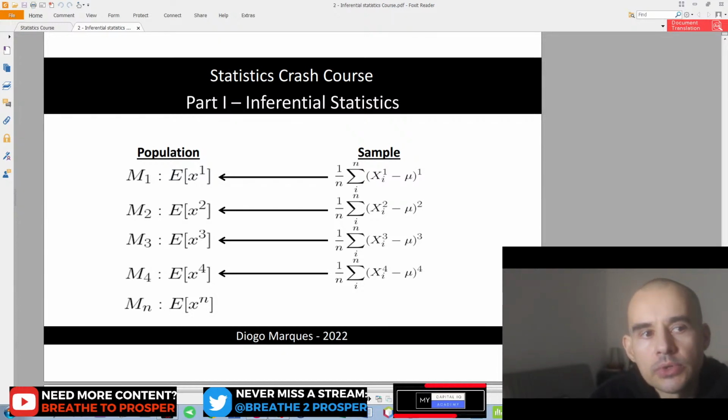Notice, contrary to what you see in textbooks, this is not the mean, the first one. This is not the mean, and the second one is not the variance.